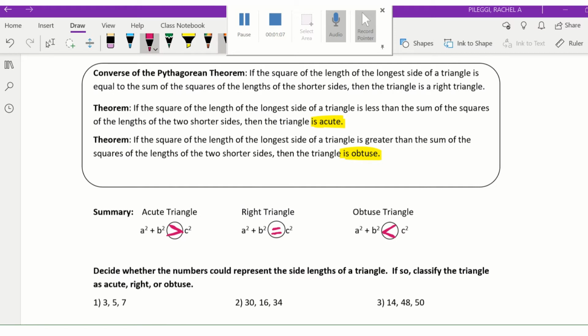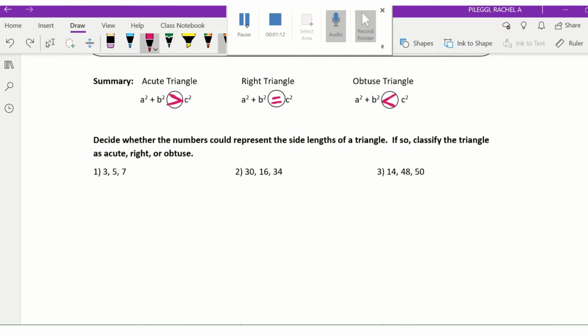And we can actually use these ideas now, use these different inequalities to figure out, given any three side lengths, if it's going to be an acute triangle, a right triangle, or an obtuse triangle. And we do need to remember, like in our first couple examples, it says here, decide whether the numbers could represent the sides of a triangle. So we still need that triangle inequality to hold.